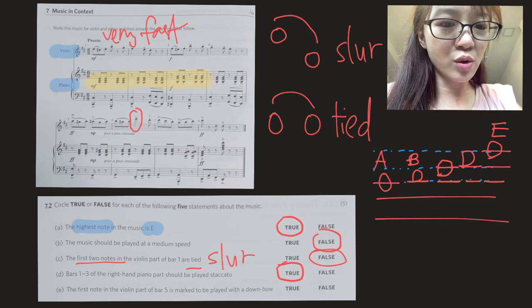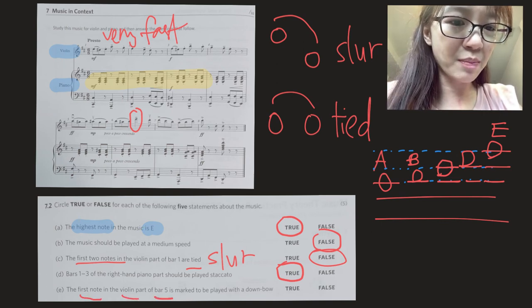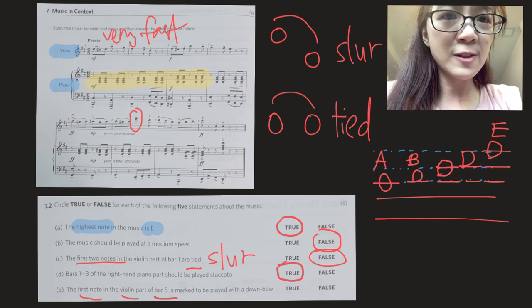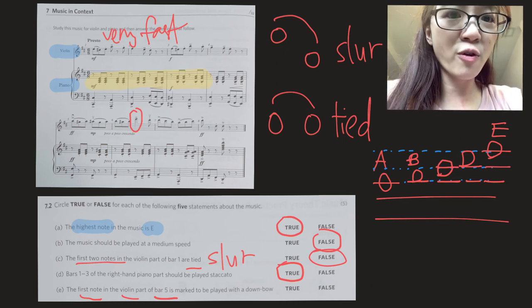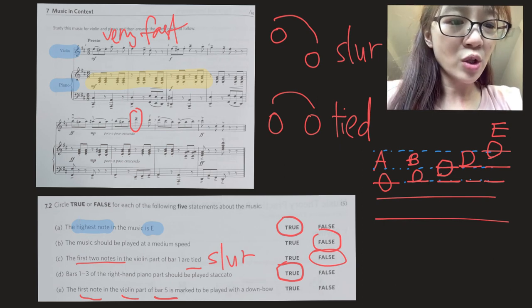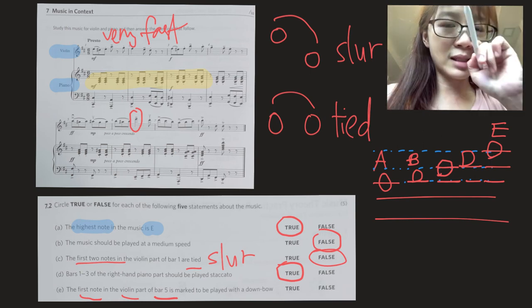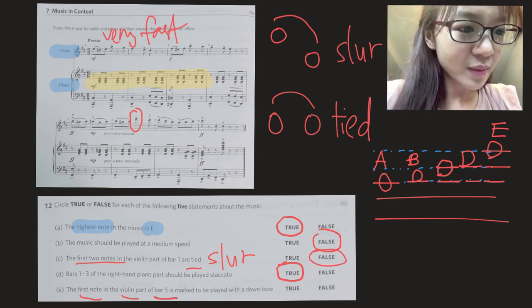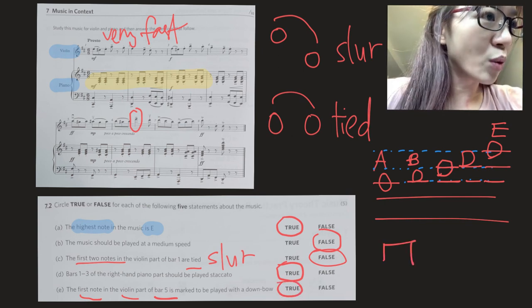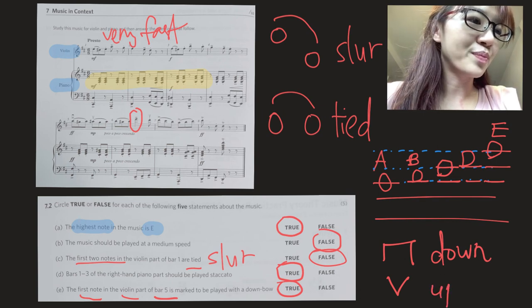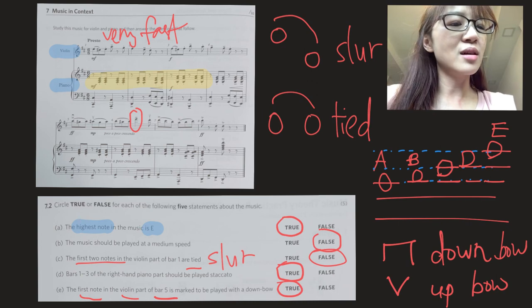The first note in the violin part, bar 5. Okay, let's check out the violin part. Bar 5, 1, 2, 3, 4, 5, the first note here. It's marked to play with the down bow. So is this a down bow? Yes, this is down bow, and this is up bow. So the answer is true.